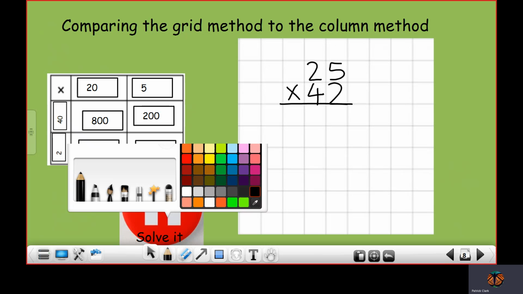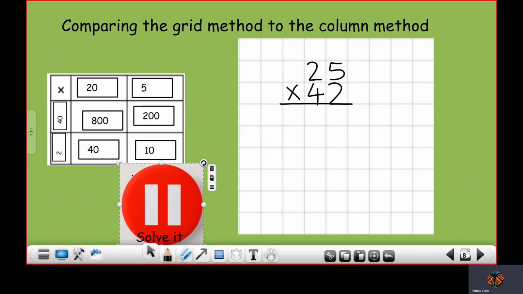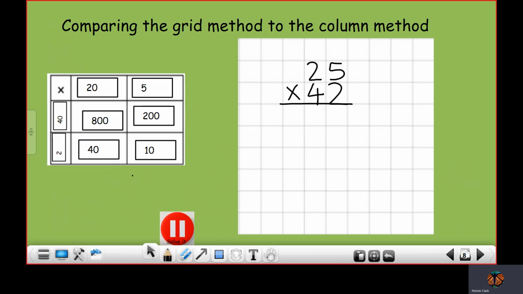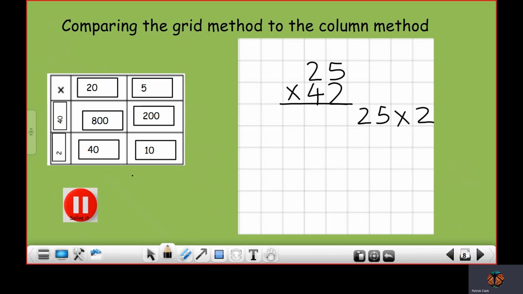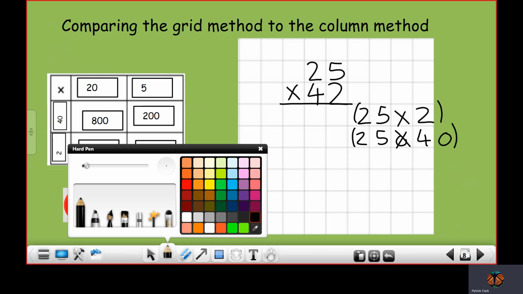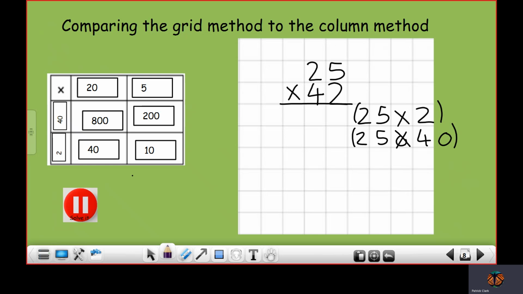Okay, if you've unpaused the video, let's have a go and see if we can solve it. I'm just going to move this pause button out of the way, and then we'll have a go at this question. So when we do this, we have to do it in each part. So we're going to do 25 times 2, and then we're going to do 25 times 40. Times 40 even. Just like we might have done the expanded method for times by 1 digit.